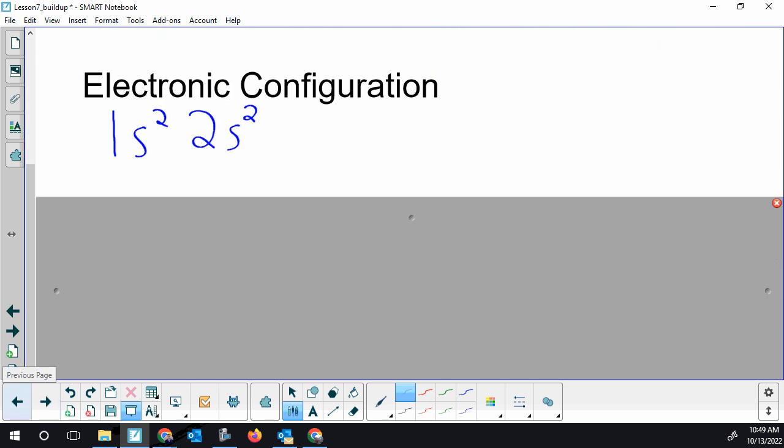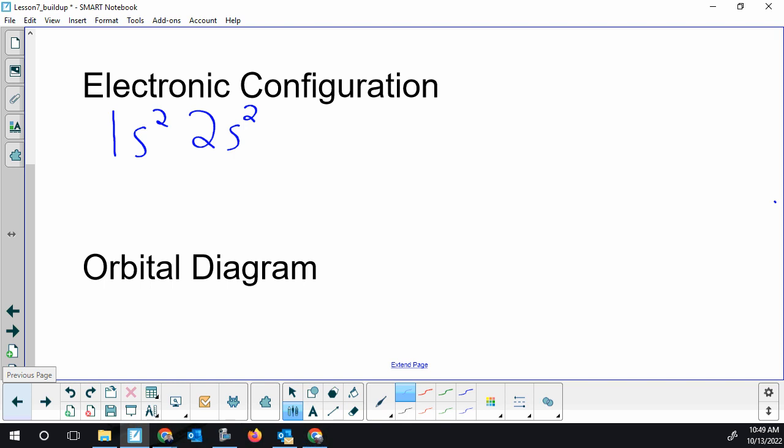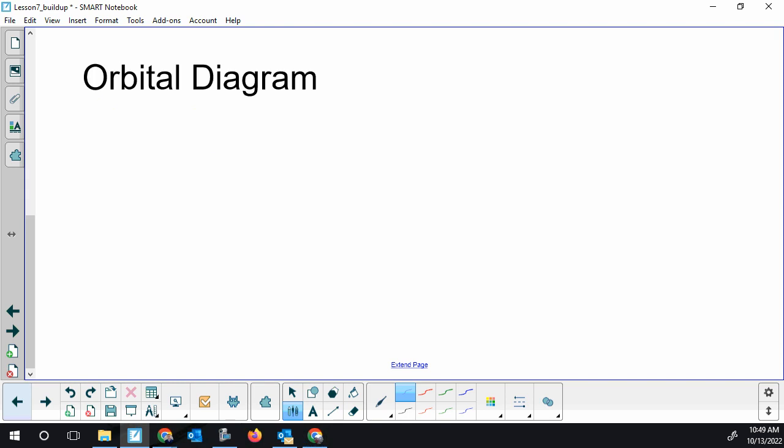Now the orbital diagram, and then we'll do another electronic configuration and another orbital diagram. In the orbital diagram, every orbital is going to be its own box. If we've got 3 p's, we need 3 boxes. 5 d's, we need 5 boxes. Every orbital is a box. What is the very first orbital that we have? What's that lowest energy one? That's 1s. Now I'm still doing this for beryllium.